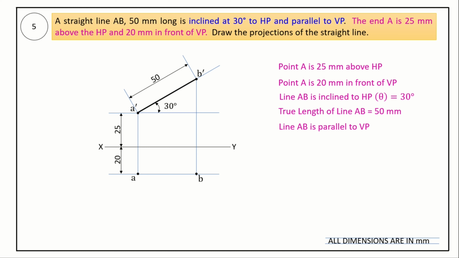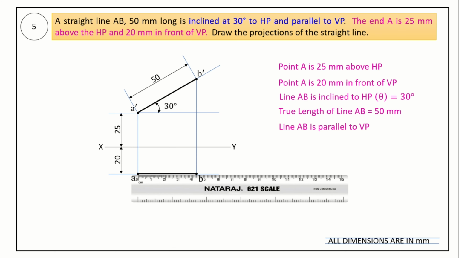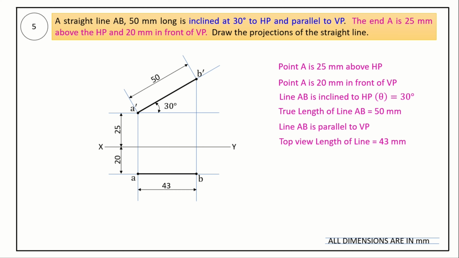Now, darken the answer. A dash B dash is the front view and AB is the top view. Here AB is the top view length. If you measure, it is equal to 43 mm. So, whenever the line is inclined to HP and parallel to VP, the front view shows the true length and the top view shows the apparent length, that is, the reduced length. Here the front view length is true length, equal to 50 mm. The top view length is equal to 43 mm. It is less than the true length.